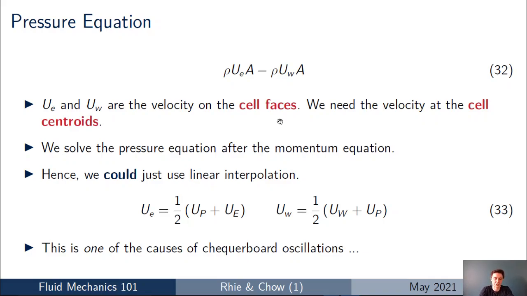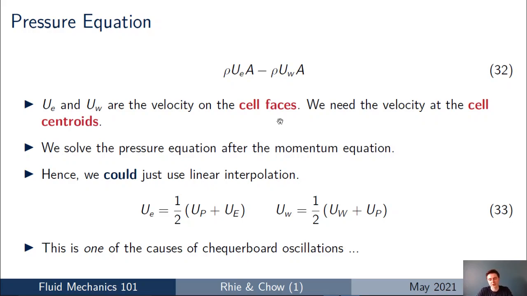And of course, exactly as we saw before for the momentum equation, there are multiple ways of doing this interpolation. And the key point to notice in this part of the derivation is that normally in the CFD code, we solve the momentum equations first, so we have a solution for the velocity field, and then we solve the pressure or pressure correction equation afterwards. And so what that means is that we already know the velocity at the cell centroids, and so we don't have to use something like upwind differencing here, and we can just go ahead and use linear interpolation.